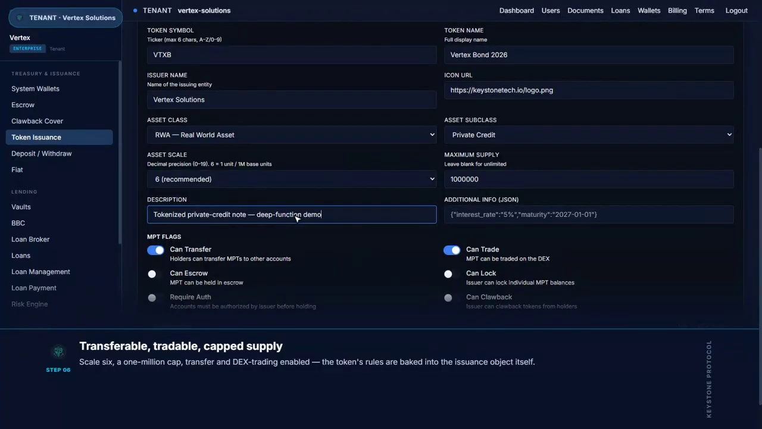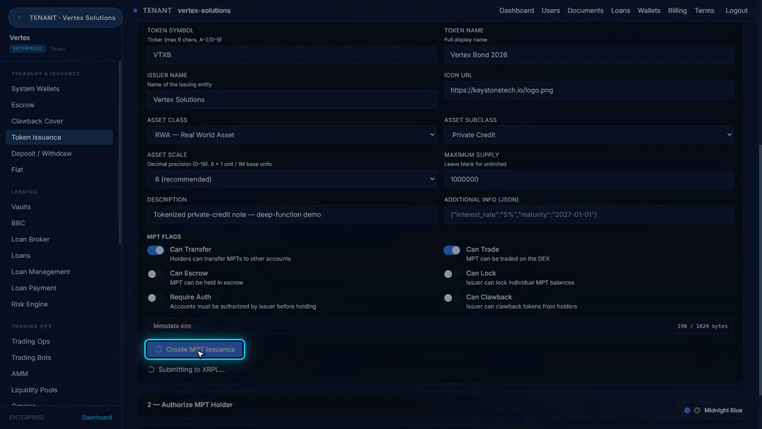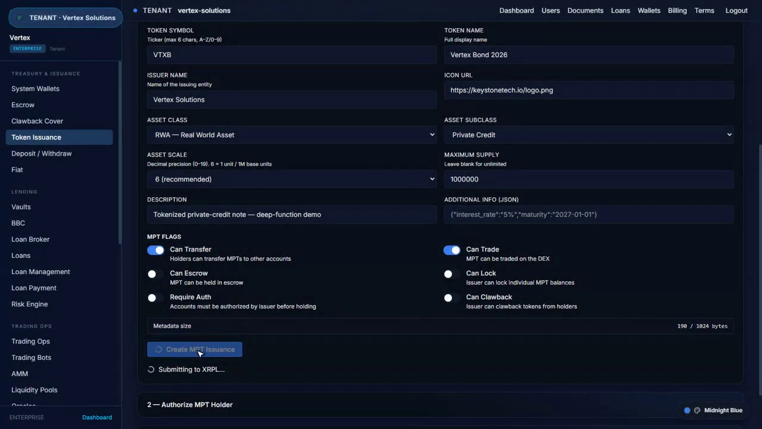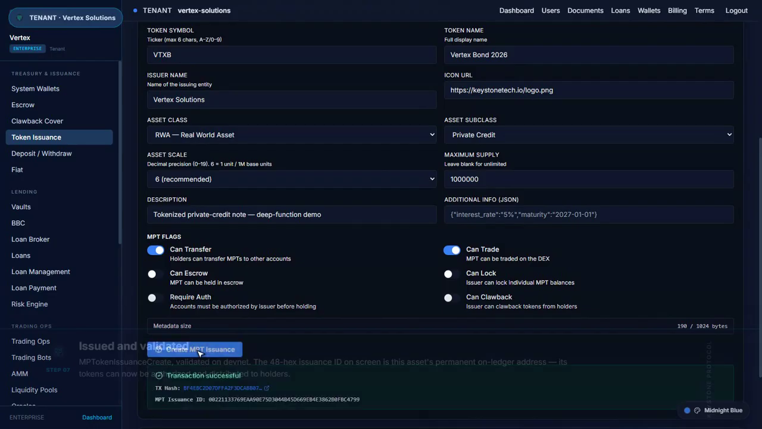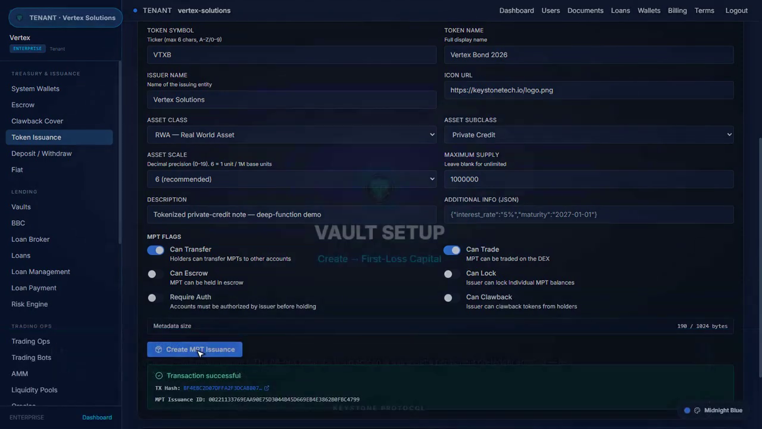Transferable, tradable, capped supply. Scale 6, a 1 million cap. Transfer and DEX trading enabled. The token's rules are baked into the issuance object itself. Issued and validated. MPT issuance validated on DevNet. The 48-hex issuance ID on screen is this asset's permanent on-ledger address. Its tokens can now be authorized and distributed to holders.